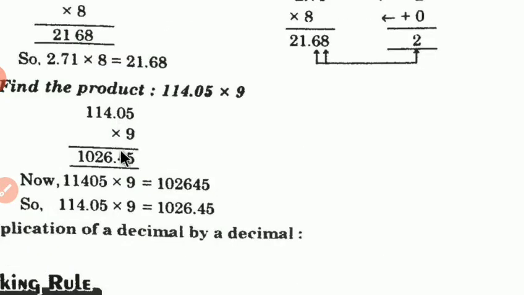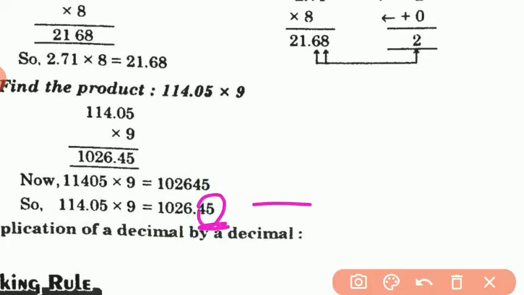Same in the second example. Here also we first multiply directly. After this you count how many numbers are given after the decimal point. 1, 2. It means in the answer also you have to put the decimal from the back, from the right side. From here you have to put the decimal after 2 numbers.